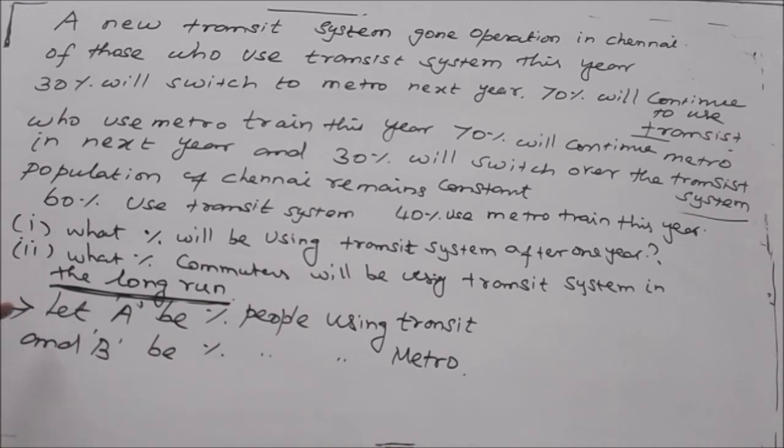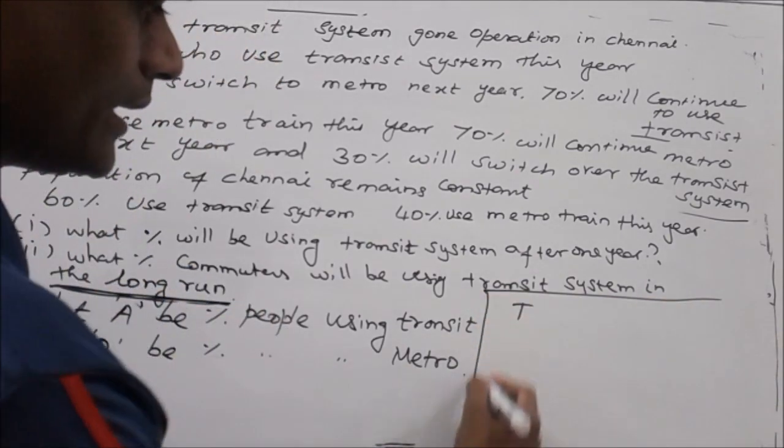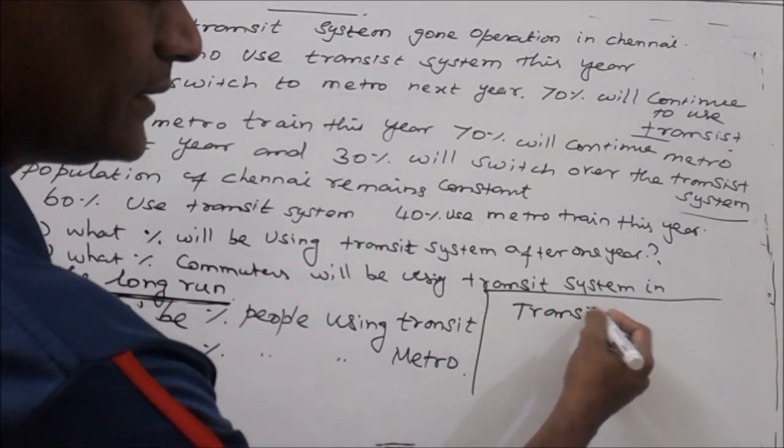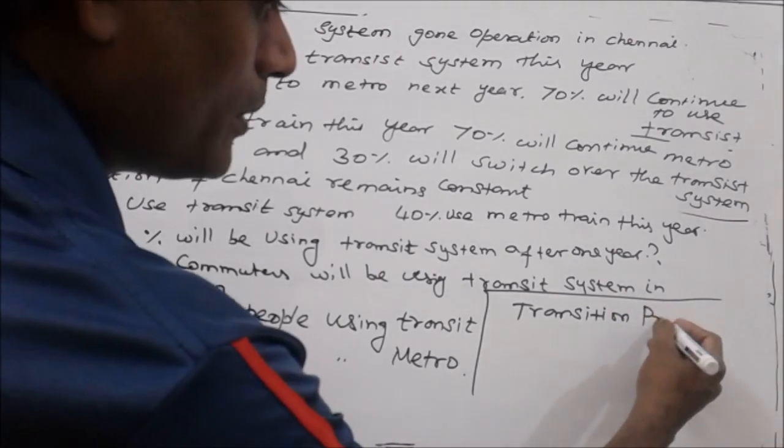Now the answer is, let A be the percentage of people using the transit system and B be the percentage of people using the metro system. There are two assumptions here. Then we have the transition probability matrix here.